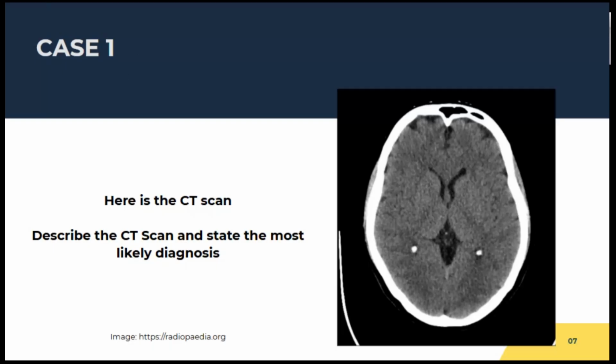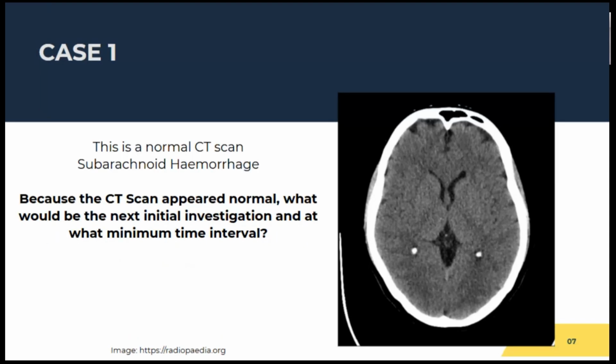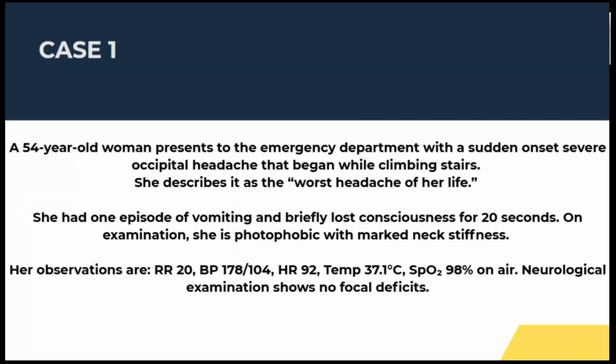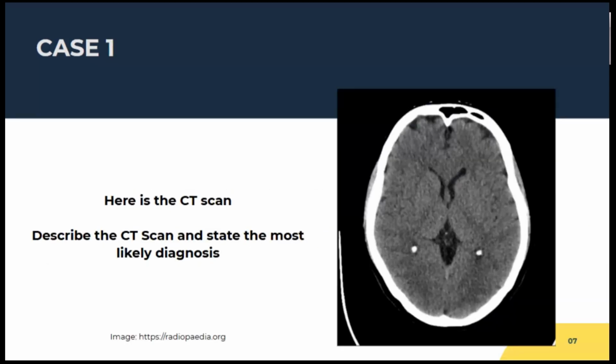Okay, so this was a bit of a trick question because this is a normal CT scan. And I put it in just so you know that it's good to see normal, but also sometimes in subarachnoid hemorrhages, which is the most likely diagnosis, CT scans will appear normal. The reason why the most likely diagnosis is a subarachnoid hemorrhage is based on the history. So we've got, first of all, they're more common in women. Second of all, it's a sudden onset severe headache that she describes as the worst of her life. And also she's got features of meningism, so she's photophobic and she's got neck stiffness.